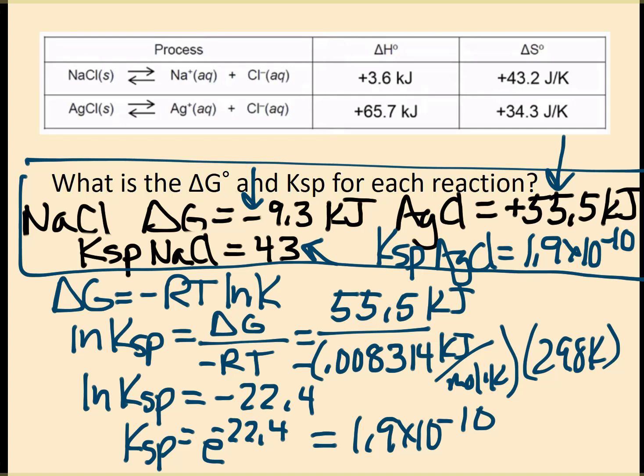We've seen this in the lab that table salt will dissolve in water at normal conditions, but the silver chloride won't.